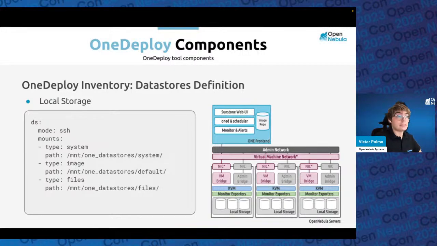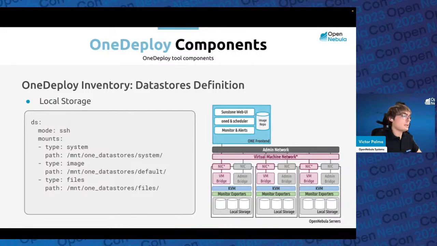So let's see how to configure the data stores. For example, here is the configuration for a local data store. Virtual disk images are stored in local storage. So with the frontend hosting an image repository, these images are then transferred from the frontend to the hypervisor to establish the virtual machines. Both the frontend and hypervisors use the directory /var/lib/one/datastores to store this image.